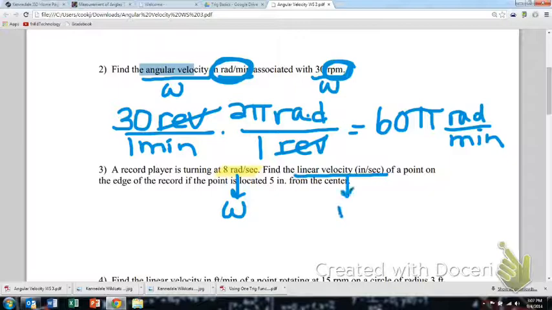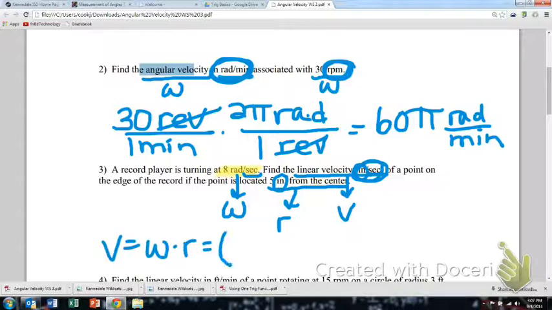So they're telling you to find v in inches per second of a point on the edge of the record if the point is located 5 inches from the center. So notice, inches for r, inches for v. So that works. Seconds for omega, seconds for v. So that works. So all of our units are right. So we can just plug straight into this formula. Omega is 8, r is 5, so v would be 40.